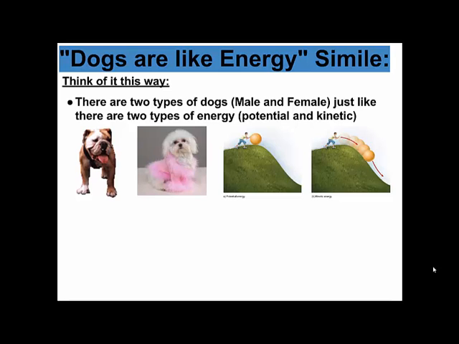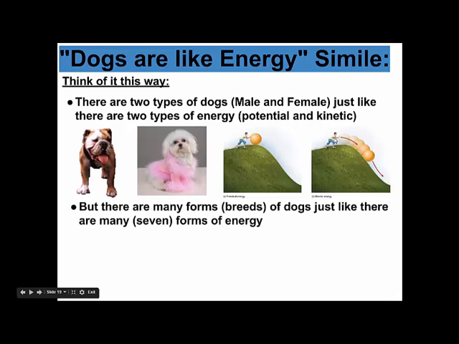So there's our male dogs over here. Here's our extremely feminine female dog right here. Here's our potential energy and kinetic energy. So there are many forms or breeds of dogs, just like there are many, or 7, forms of energy.